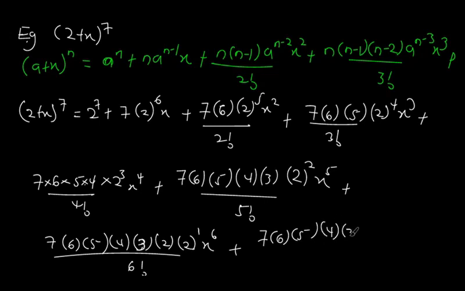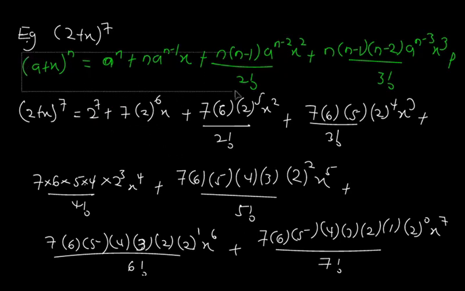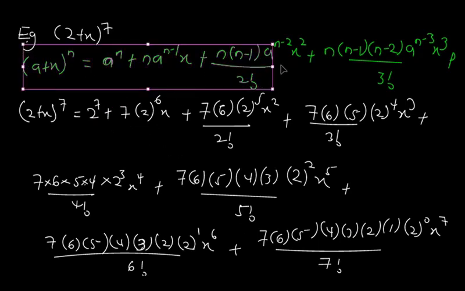Then plus the last expansion for this, we have 7, 6, 5, 4, 3, 2, 1. Then the 2 will now have power of 0, which is still 1, so 2 to the power 0, x to the power 7, all over what, 7 factorial. Now this is beautiful. Let me get some space at the top over here so that we can continue.